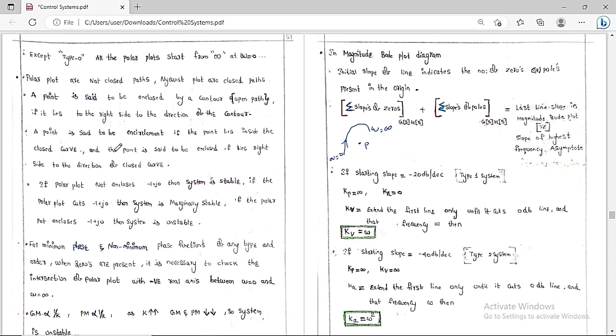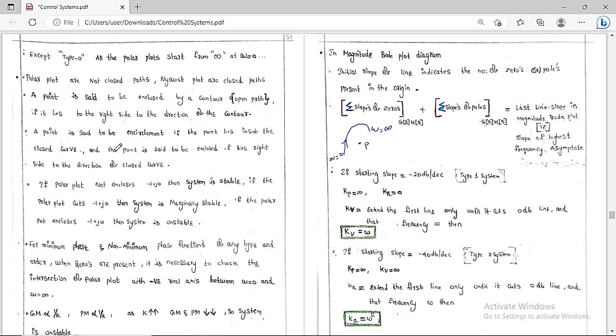So we can say a point is said to be encirclement if the point lies inside the closed curve, and the point is said to be enclosed if it lies to the right side of the direction of the closed curve. The next point is: if the polar plot does not enclose -1 plus j0, then the system is stable. If the polar plot cuts the -1 plus j0, then the system is marginally stable. If the polar plot encloses the -1 plus j0, then the system is unstable.